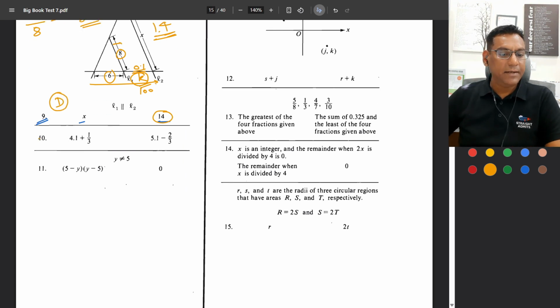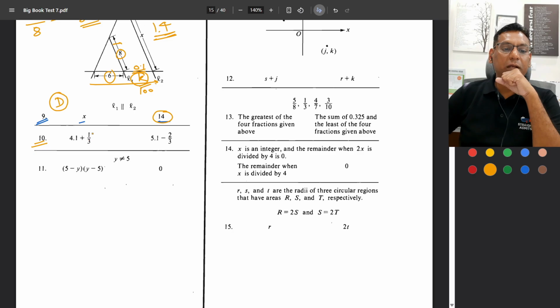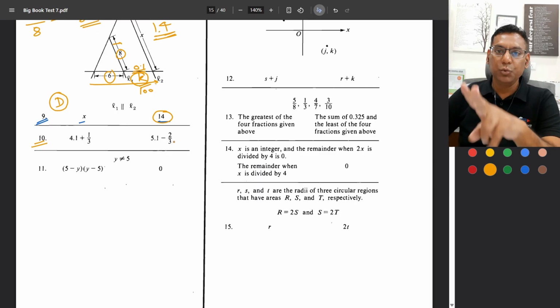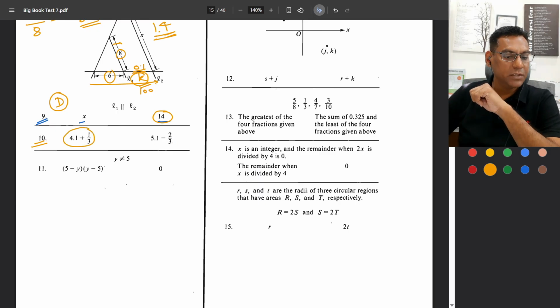Okay, question 10. 4.1 plus 1 by 3, 5.1 minus 2 by 3. There are two ways to do this. Again, you can obviously do it the decimal way. So you can do 4.1 plus, what is 1 by 3? Let's say 0.33. So here you are going to get 4.43.